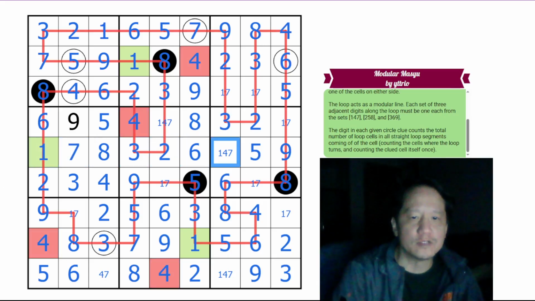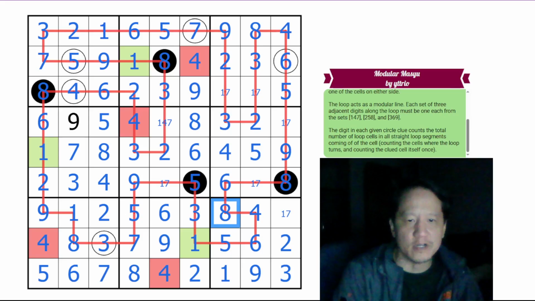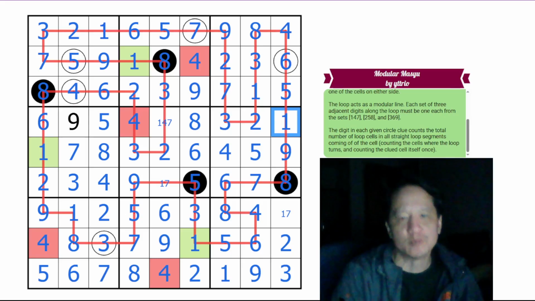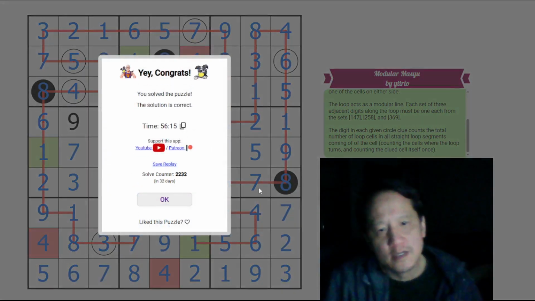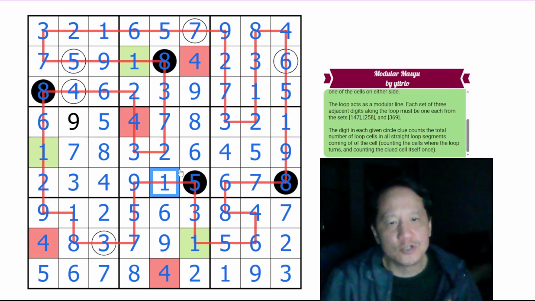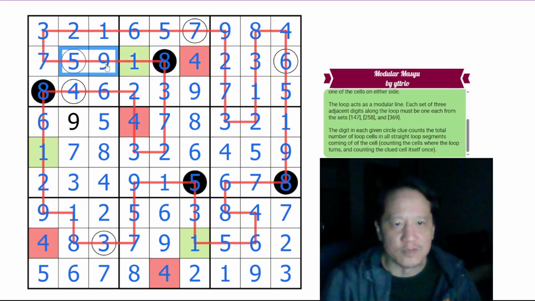This can't be 1 or 7, it's 4. This 7 eliminates 7 here, so it's 1. This 4 eliminates 4 here, so it's 7. This can't be 4, 7, it's 1, which makes this 7, which makes that 1, which makes this 7, which makes that 1, which makes that 7. This can't be 1 or 4, it's 7, which makes that 1. And that's the solution.